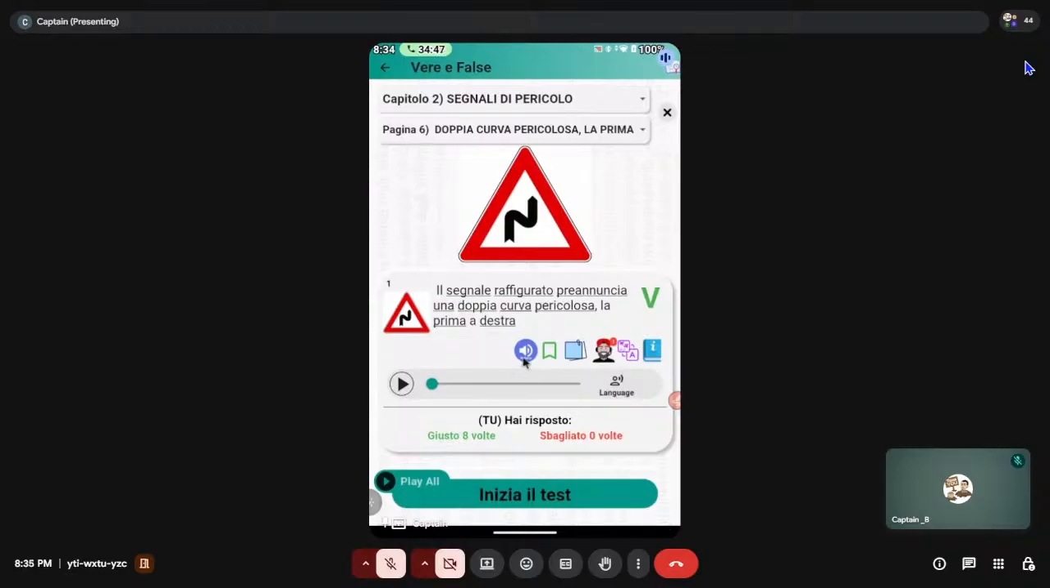This is doppia curva. Let me play. Il segnale raffigurato preannuncia una doppia curva pericolosa. La prima a destra. In this sign, preannuncia means announcing una doppia curva. Okay? All right? Il segnale raffigurato preannuncia una doppia curva pericolosa, which is dangerous. La prima a destra.